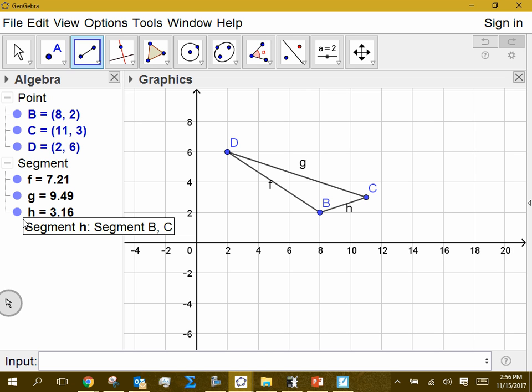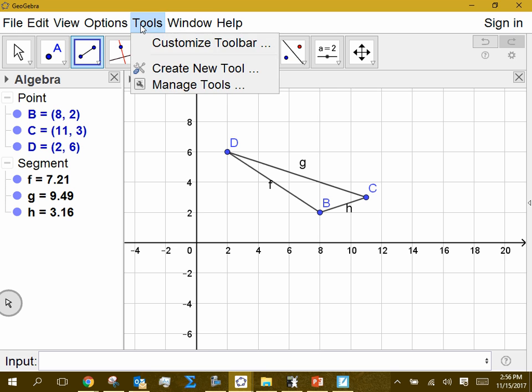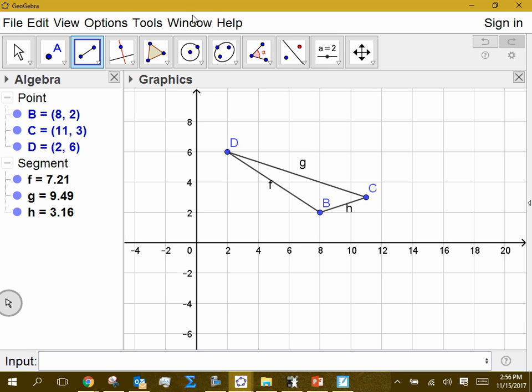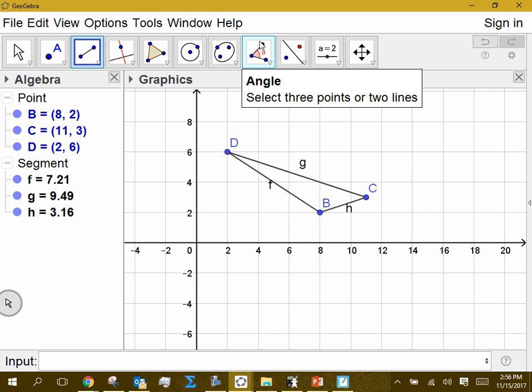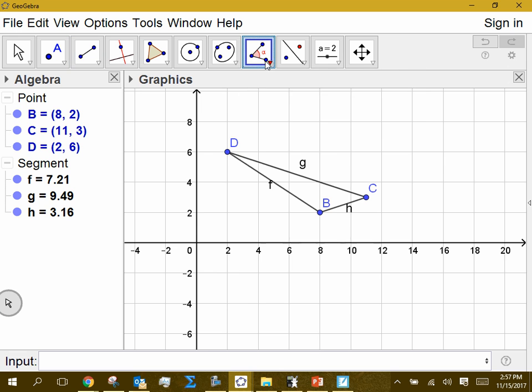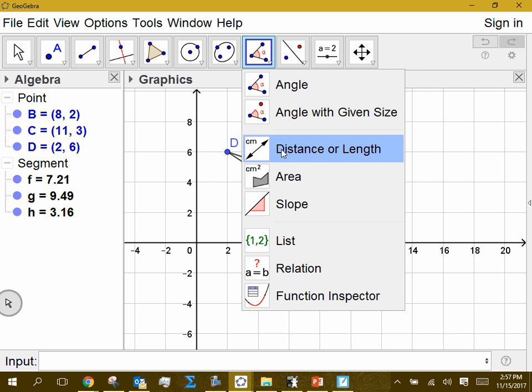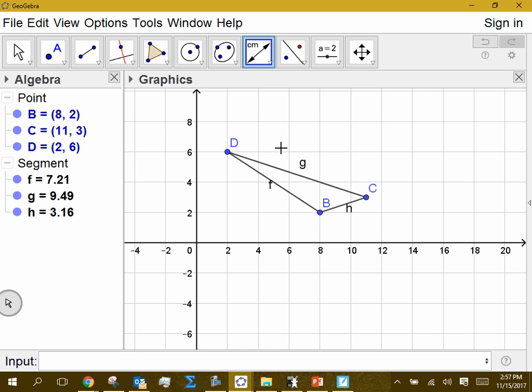But this is kind of what GeoGebra is going to do for us. We can go through and say, okay, what are the distances of these segments? So I'm going to click on this angle here, okay? And that brings up my measurement column, really. I'm going to go down to distance. Click that. And then I can just click on any one of these segments, and it's going to pop up those distances for me.